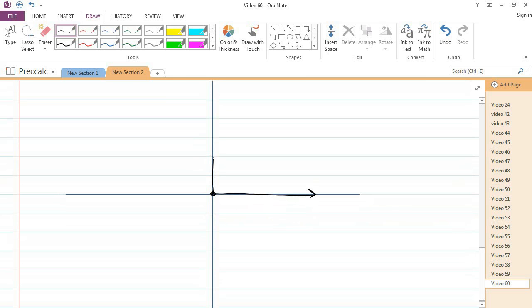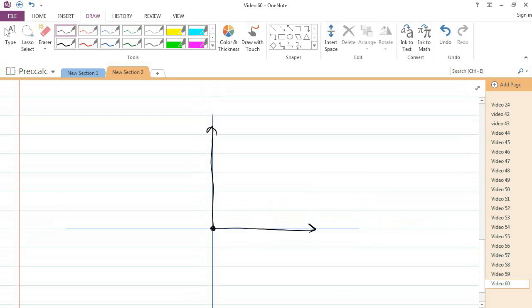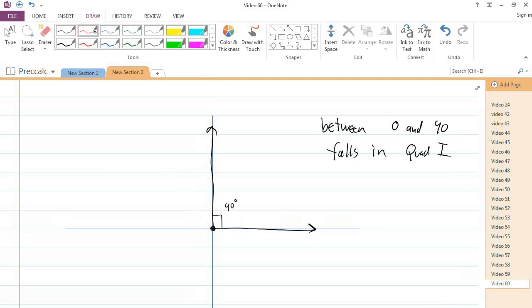90 degrees is right here, okay? And an angle that's 90 degrees has its terminal side on the positive end of the y-axis. Therefore, any angle whose measure is between 0 and 90 falls in quadrant 1. Okay? So a 60 degree angle, which is right here, its terminal side falls into quadrant 1.